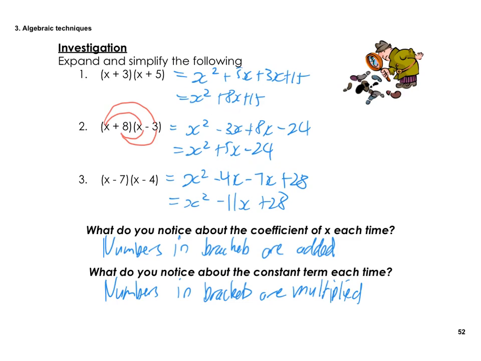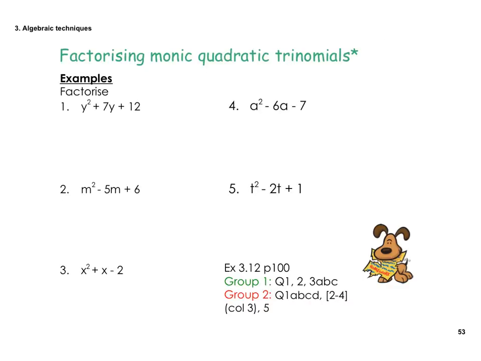In today's lesson, we're going to learn something entirely new. We're going to go from here back to the brackets. And of course, that is called, starts with F, factorizing. Let's keep going. Okay, write down this heading, please. Factorizing monic quadratic trinomials. Again, star 5.3.